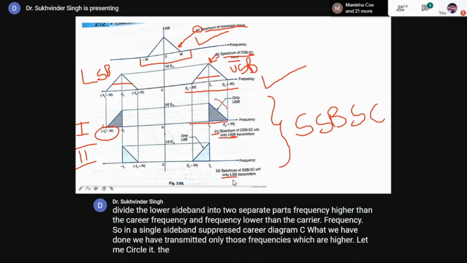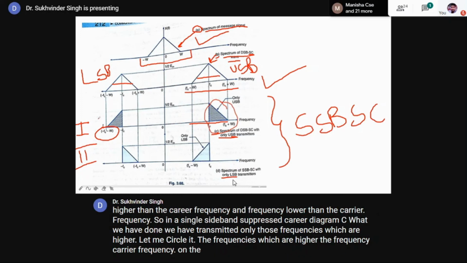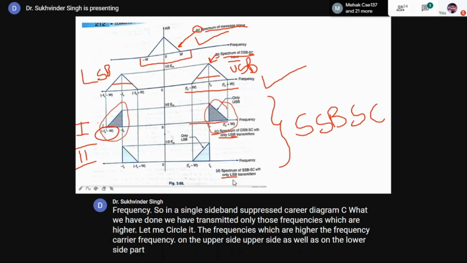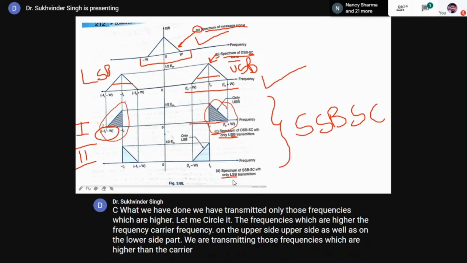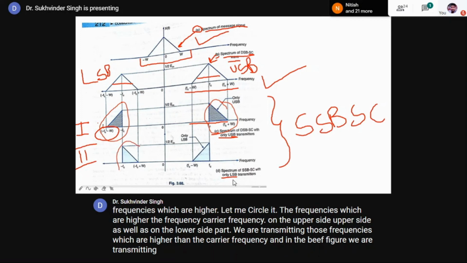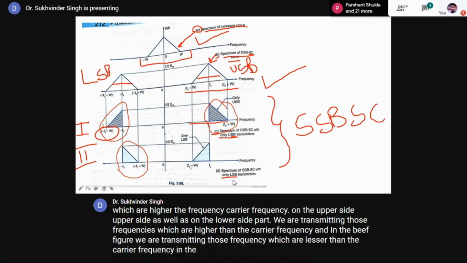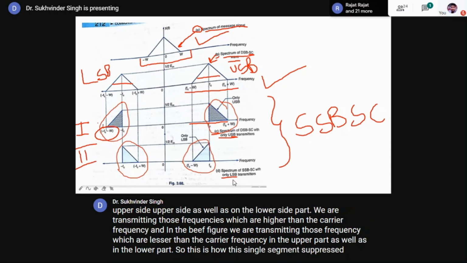The frequencies which are higher than the carrier frequency. On the upper side as well as on the lower side part, we are transmitting those frequencies which are higher than the carrier frequency, and in figure D we are transmitting those frequencies which are lower than the carrier frequency in the upper part as well as in the lower part. So this is how the single sideband suppressed carrier method is different from the double sideband suppressed carrier method.